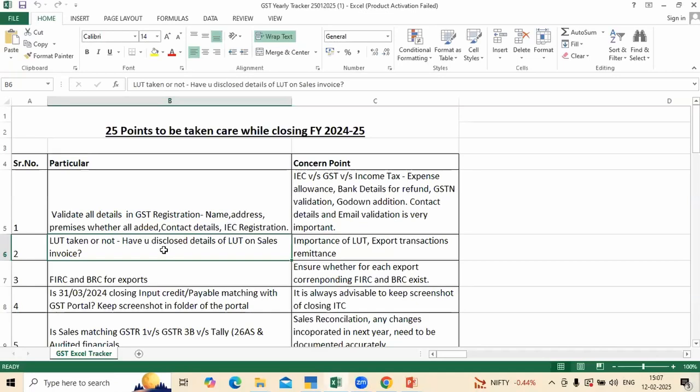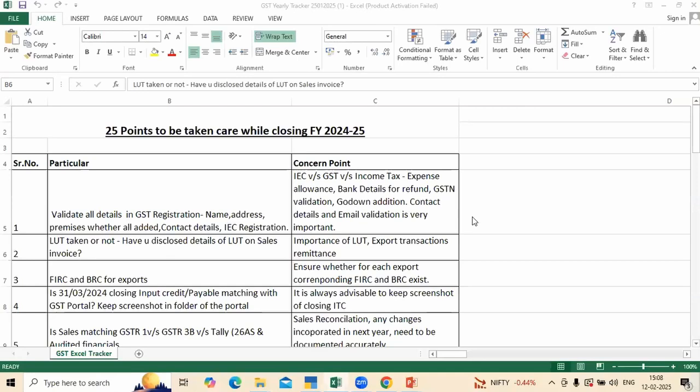So see, what GST law says is that in case you want to enjoy the benefit of zero rated export, like if you want to enjoy the benefit of exporting without any taxes, it is mandatory for you to take the letter of undertaking, and that letter of undertaking number should be disclosed on your sales invoice. So friends, my request again here is that in case you are exporting, first ensure whether you have an LUT or not. In case you do not have an LUT, apply for it immediately.